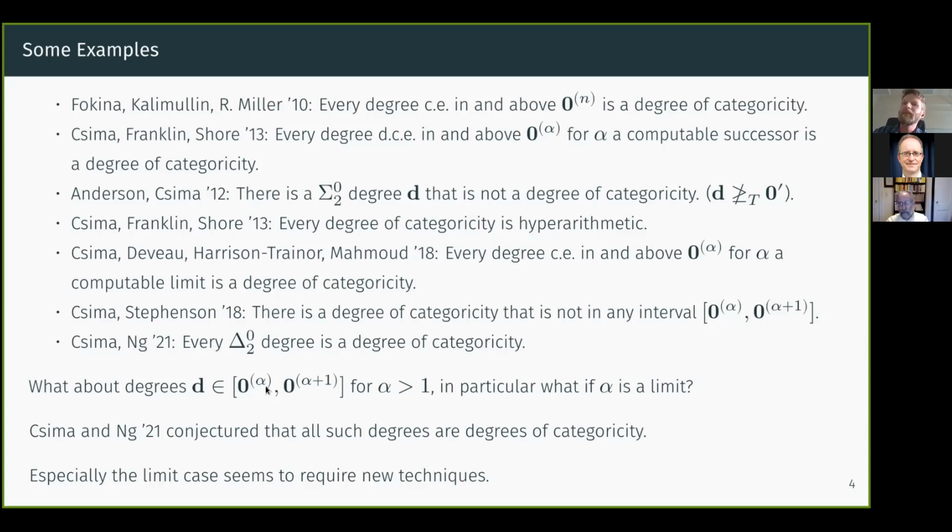But what if α is a limit ordinal? Then at least the known techniques seem to have their limit. It seems to get too complicated to code limit ordinals in that sense. So it seems that the limit case in particular needs new techniques.